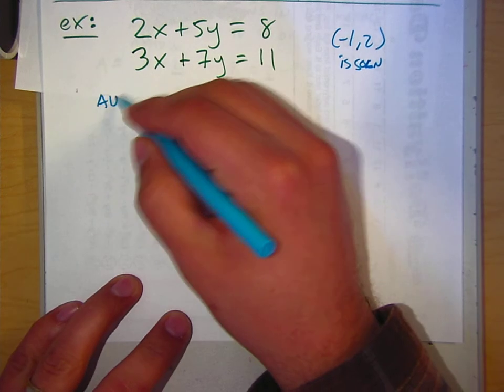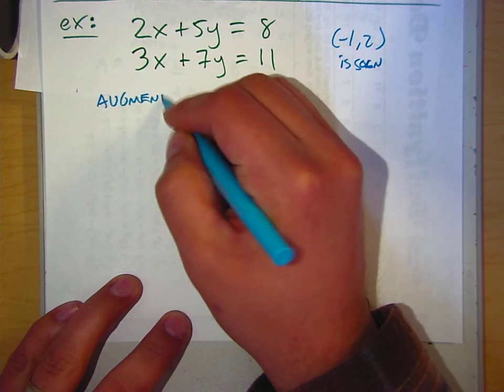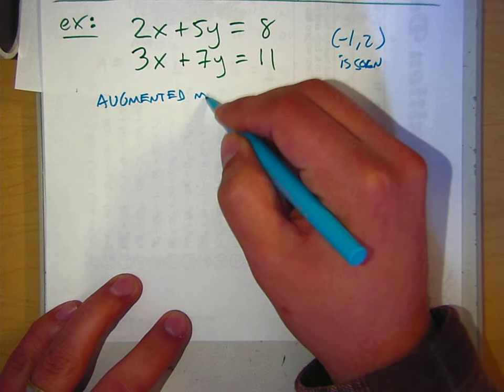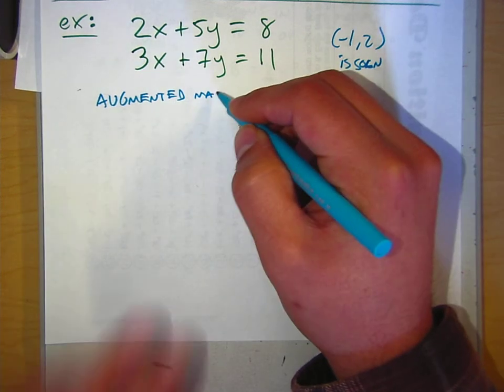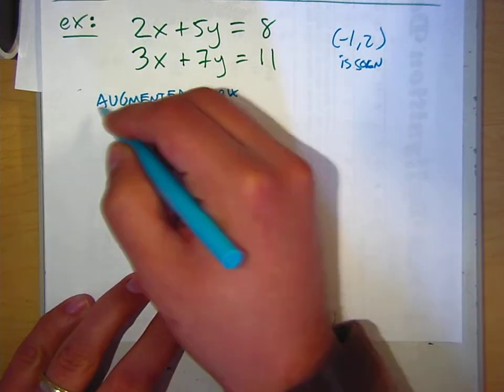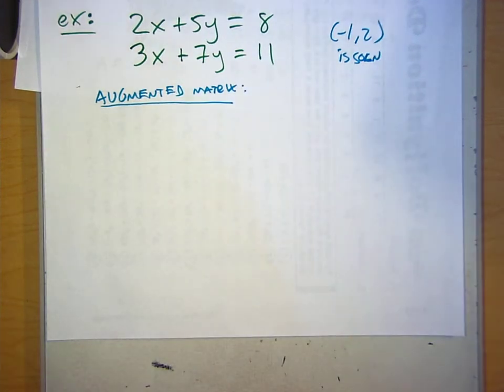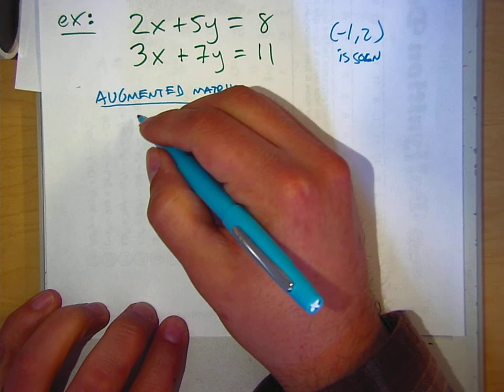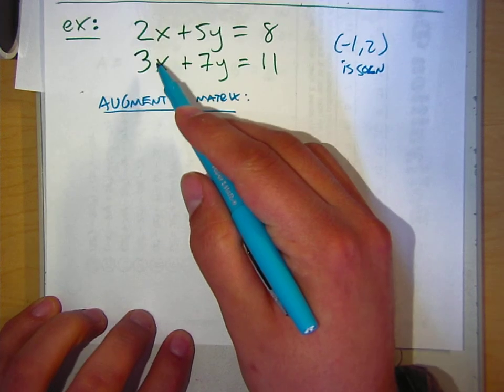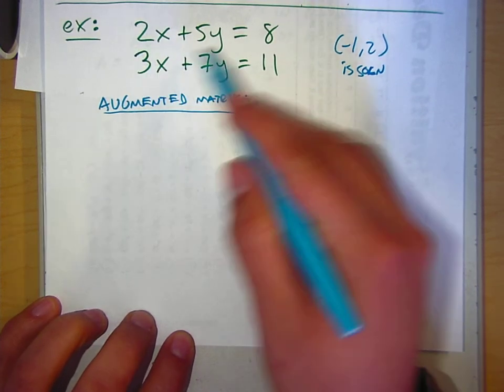We're going to create what we call an augmented matrix, which is essentially two matrices in one. Okay? So just looking at this, how many rows do you see?